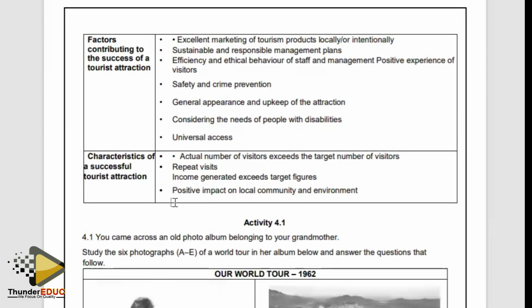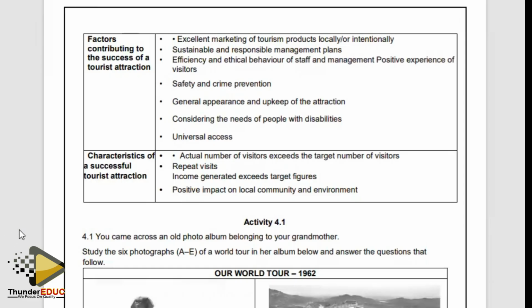Now, moving on to the next part of the concepts, we also need to look at factors contributing to the success of an attraction. In order for an attraction to be successful, there are factors which contribute to its success. The first factor I want to single out is excellent marketing of tourism products internationally, locally, or regionally. In the 21st century, this can be done in a number of ways.